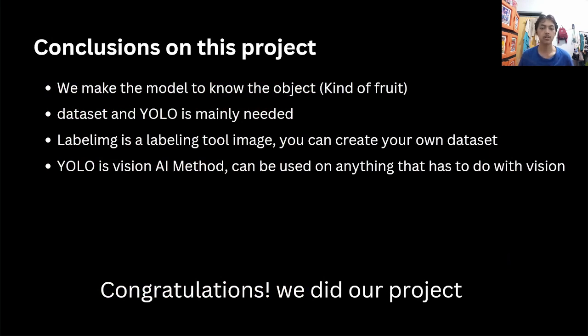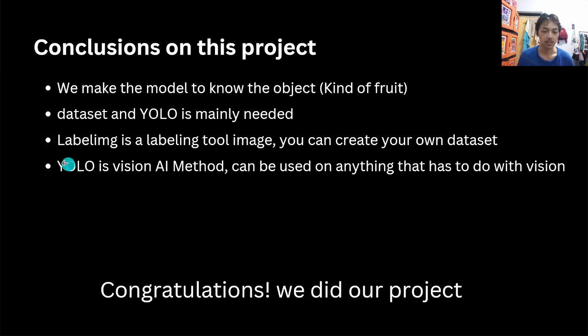So we come to the conclusion of this project. First, we made the model to know the kinds of fruit objects. That's the purpose of this project. Second, the dataset and YOLO are mainly needed, because we cannot do the training without the dataset. So the dataset and YOLO are mainly needed.